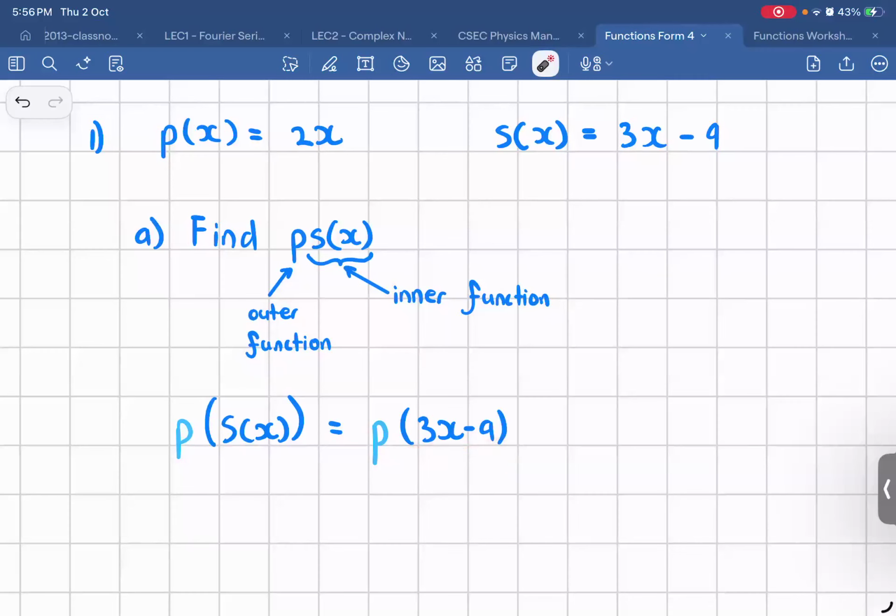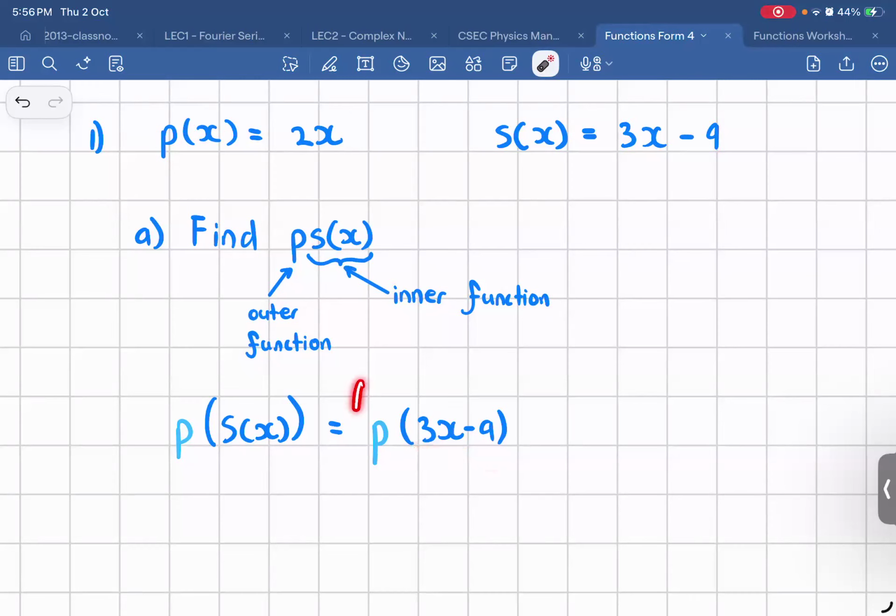Yep. Tell me if you're lost. Tell me if I lost you there. No, sorry, good. All right. Ria, Shayna, is everybody okay? Okay, got you. So guys, all we're doing is we have P of S of x, right? S of x is actually 3x minus 9. So instead of writing P of S of x, I'm going to write P of 3x minus 9.